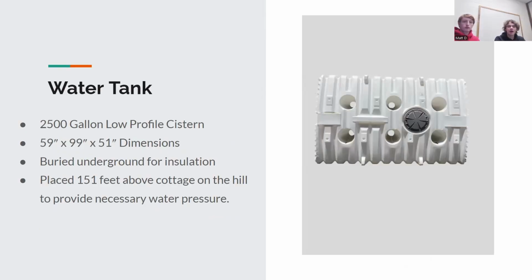All right, so our water tank, we chose a 2,500 gallon low profile cistern water tank. The total dimensions are 59 inches by 99 inches by 51 inches. The main feature of this is that it will be placed, again, 151 feet above the cabin. The purpose of this is that it will naturally generate water pressure for the cabin, so we do not need an additional pump to provide that. The 151 feet was achieved by assuming an optimal pressure of 65 psi within the cottage and was back calculated.